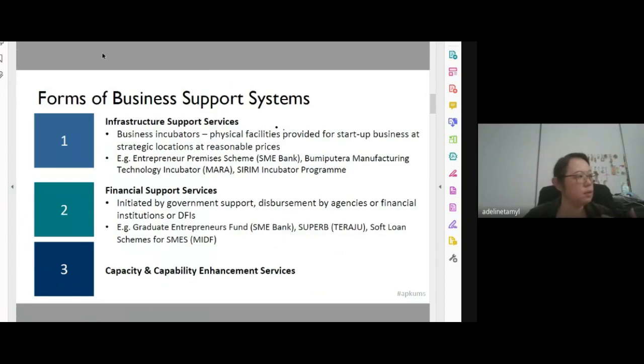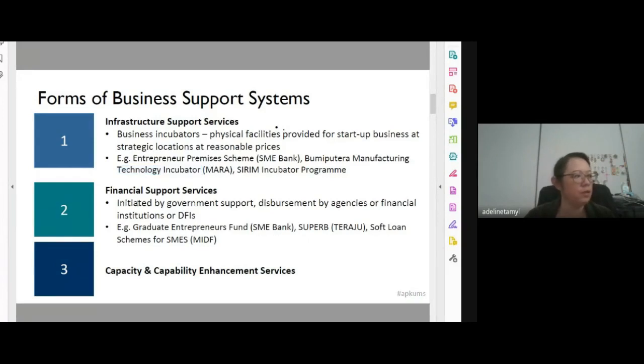So what are the supports? There are three main types. First is infrastructure, for example, business incubator. We call it incubator. This is more like physical infrastructure. And they allow them to borrow money. Some give technology incubator, like allowing you to use certain equipment that they have for a certain time, for example.